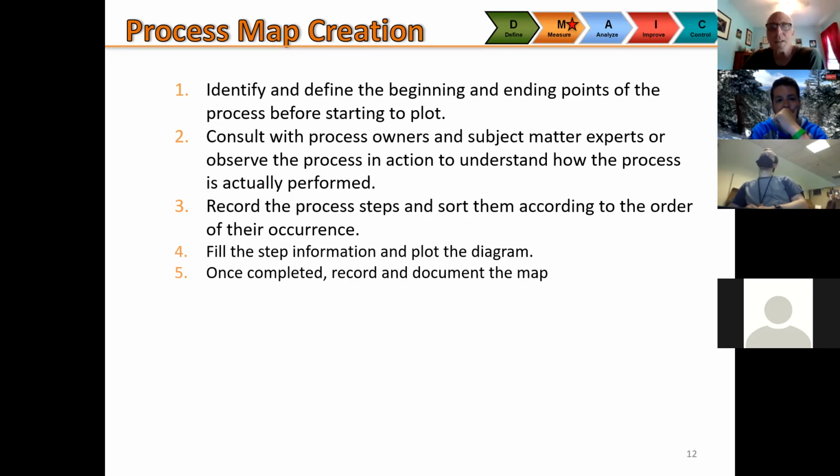Record the process steps and sort them according to the order of occurrence. And I think, Greg, the job we saw yesterday might be a good opportunity. That's a good one to do a simple process map on, as you'll see when I get into the swim lane part. You fill in the step information and plot the diagram, and then record and document it.